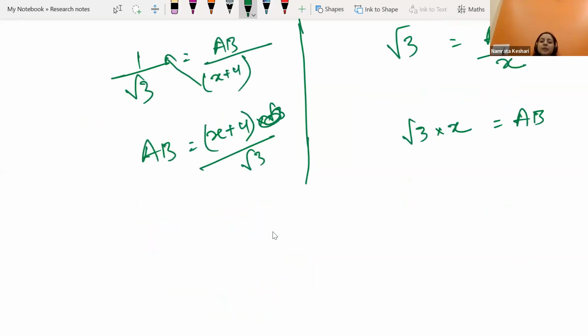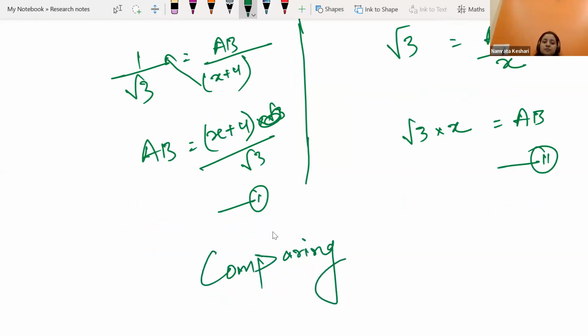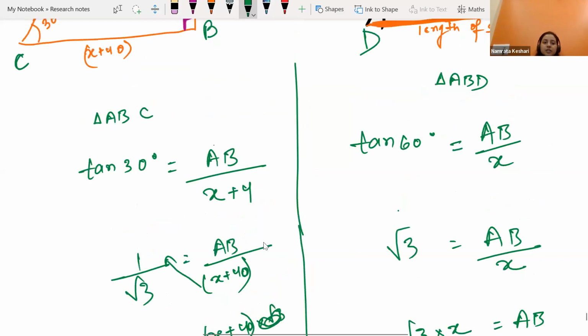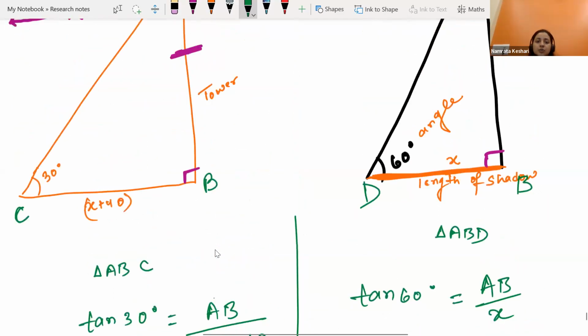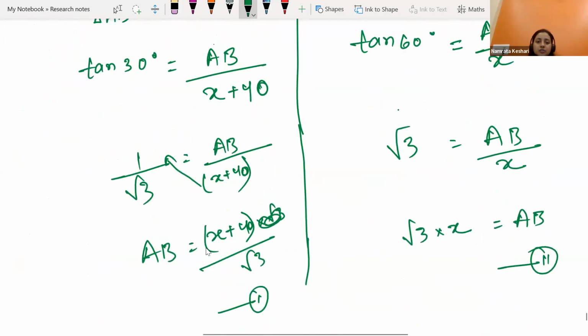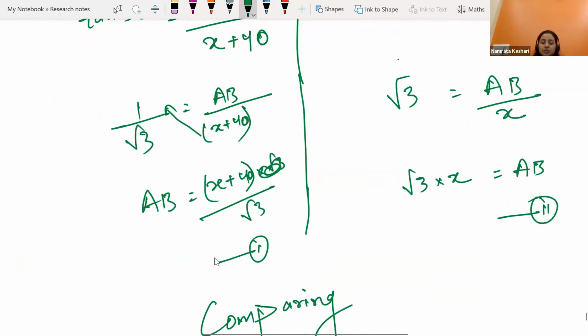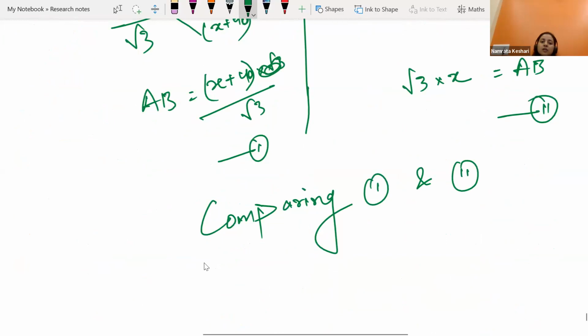Now we can compare both AB. We can say, comparing AB from equation 1 and 2. Now, why did we take 40 plus x in BC instead of only 40? Wait, it is x plus 40. By mistake, I have taken just 40. Thank you for reminding me, Aisha. It was x plus 40 only. I just, by mistake, have written it wrongly. That's what you were asking, right, Aisha? Yes, ma'am, thank you.